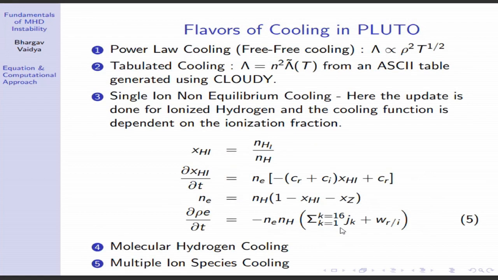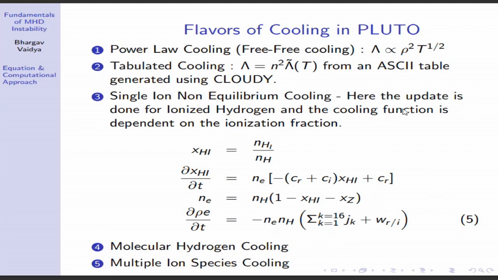Now, there are several flavors of cooling in Pluto, and I've just listed them here. For example, there is a transitional cooling, which goes as rho squared. In this case, lambda is just proportional to rho squared T to the power half, which is simple. You can compute this very easily. Then sometimes you have what is known as tabulated cooling. So you have a table of lambda as a function of temperature, and you can use this to compute the cooling. These are all computed using Cloudy, which is essentially much more sophisticated.